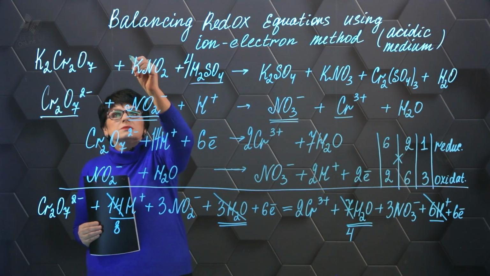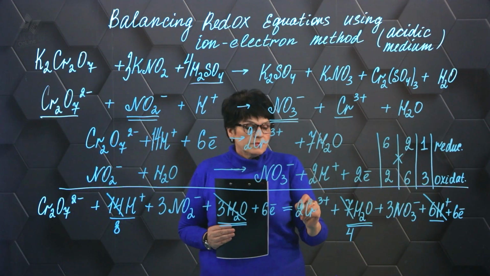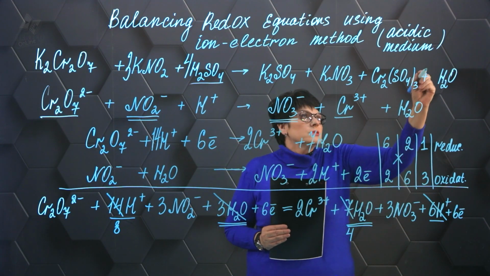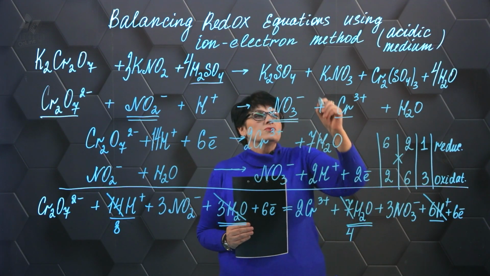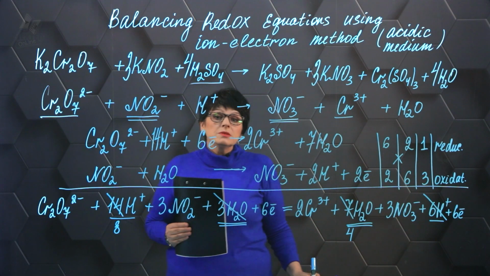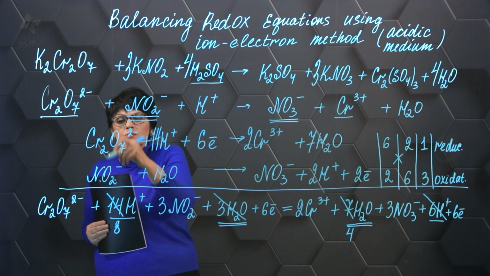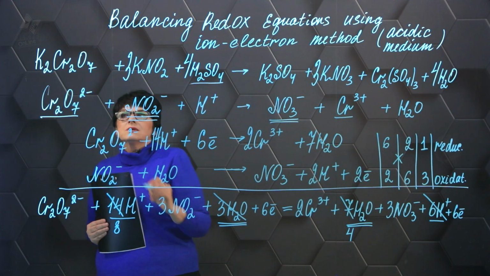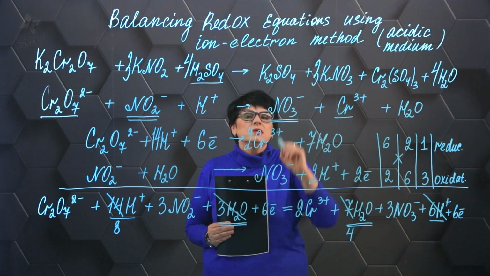3 NO2, so 3 potassium NO2. On the right-hand side, 2 chromium, we've got 2 chromiums here. 4 water, so we put 4 in front of the water formula. 3 NO3, so 3 potassium NO3. Now let's check our equation. On the left side of the balance, potassium did not participate in the balance itself. We check on it. Potassium on the left side is 2 plus 3, 5. Potassium on the right side is 2 plus 3, 5.